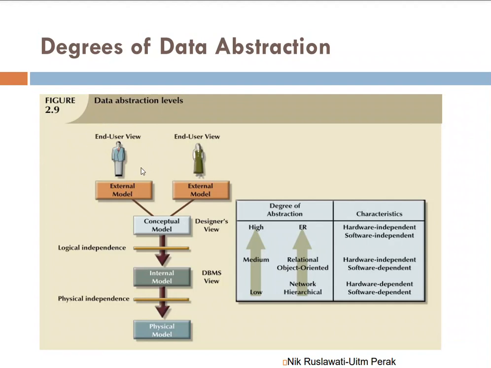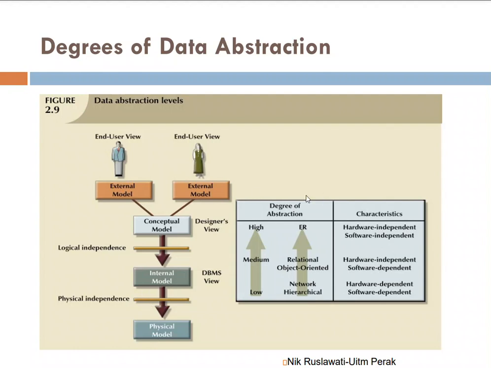Okay, let's look at the data abstraction levels. Maksudnya from the end user view. Okay, this is the end user view. So when we talk about database, kita bercakap tentang end user. Akhirnya peringkat yang paling atas sekali end user. So end user is related to the external model. Okay, so the external model is connected to the conceptual model. End user dia akan nampak external model sahaja. Kemudian designer's view, dia akan nampak conceptual model. And then kemudian internal model is the view of the DBMS and then the physical model.